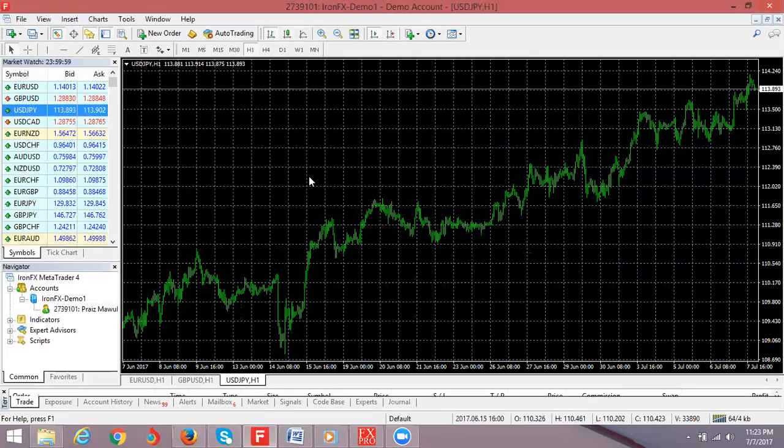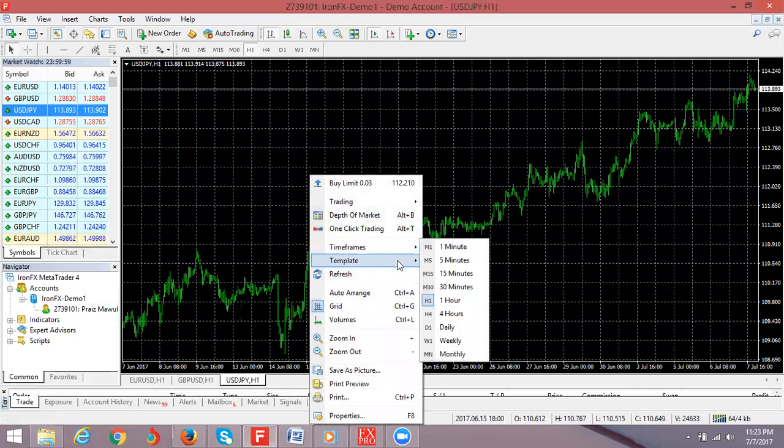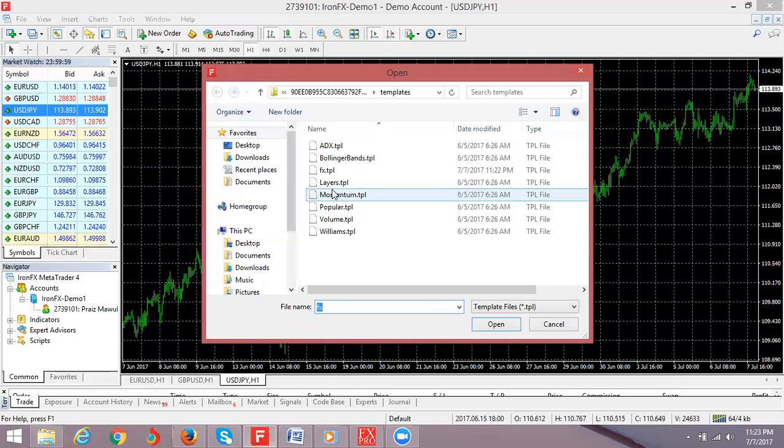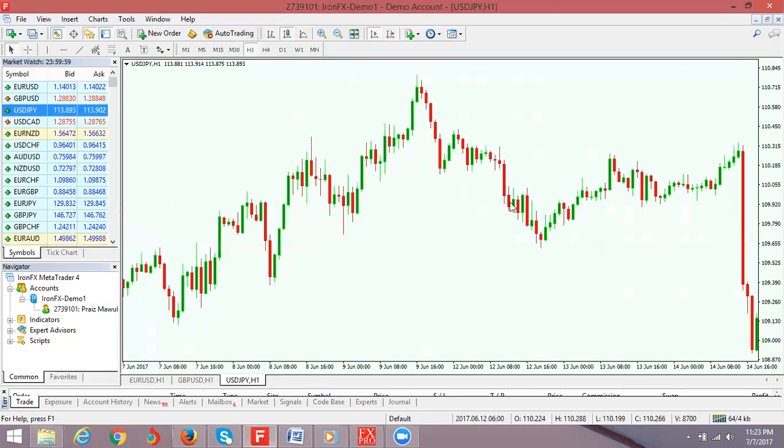You can also have it on the USD JPY. You go to load template. Then you can also click on it and click open to get it. Yeah. So that is our chart.